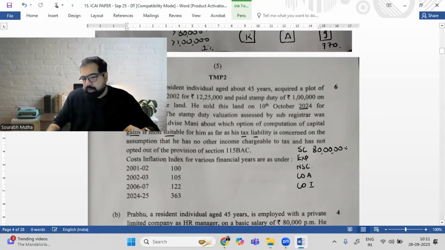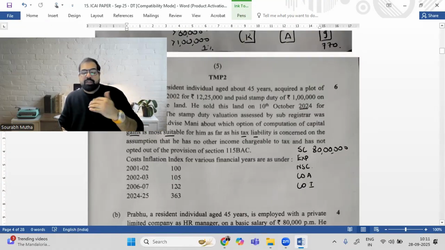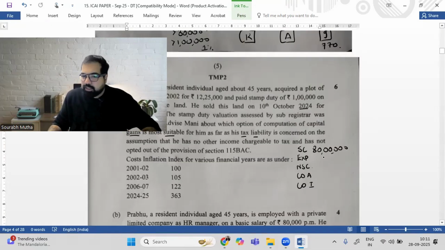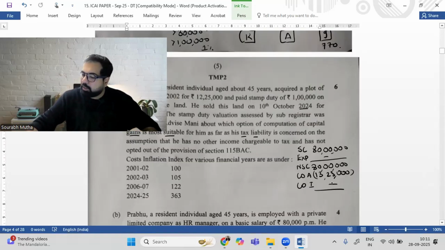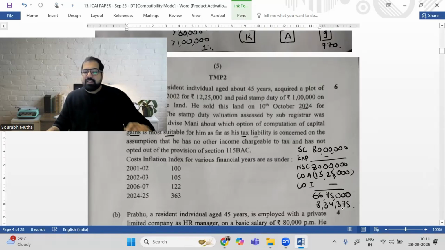That's the first part. Next, advise Money, there is no expense on transfer. They've given you CII, but there is no indexation now available. So I'll minus 0. So my net sale consideration is also 80 lakh. Next, my cost of acquisition is 13 lakh 25,000, which I will minus. There is no cost of improvement. So 80 lakh minus 13 lakh 25,000 is basically 66 lakh 75,000. On this, you'll have to pay tax at 12.5%. That is, you'll have to pay tax of 8 lakh 34,375. This is the amount.